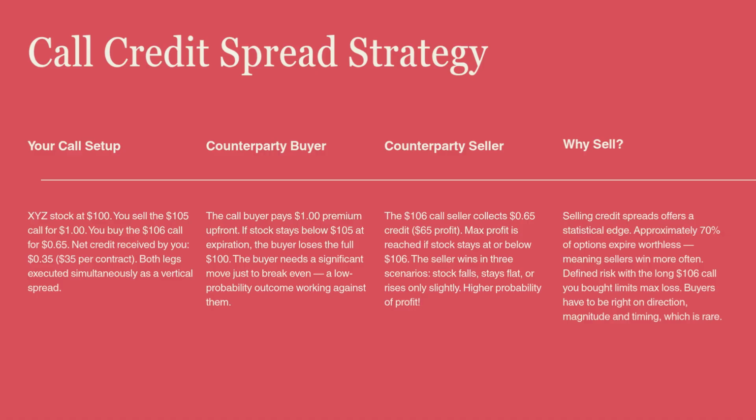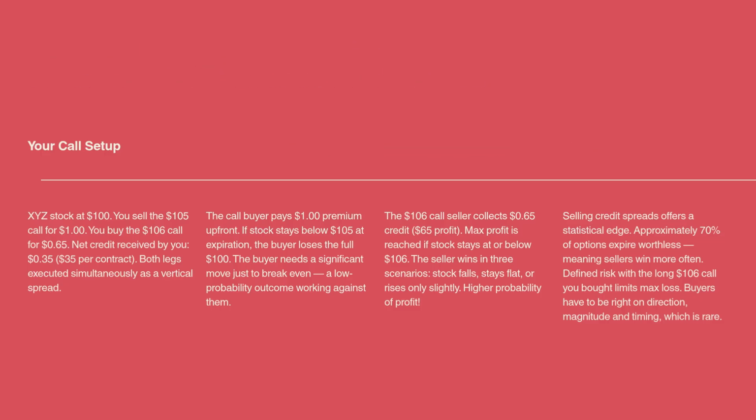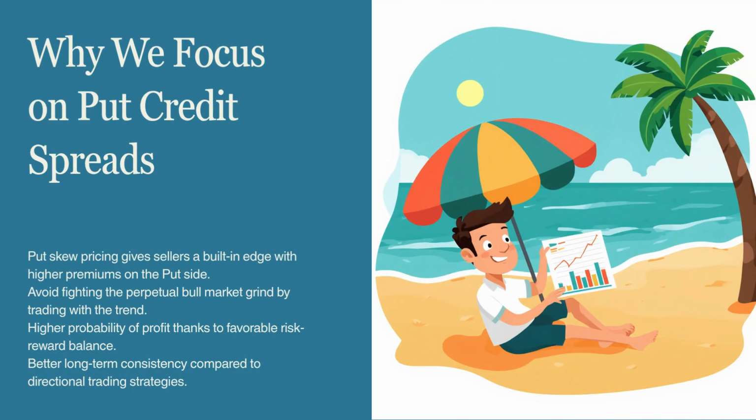So why do I say that? Why do we sell? Because selling credit spreads, selling options offers a statistical advantage. Approximately 70% of options expire worthless, meaning the sellers are going to win more often. Also, historical volatility is less than the implied volatility, so you have an edge there. Also, when you buy an option, you have to be right on direction, magnitude, and timing, and that is hard to do. That is why we focus on put credit spreads.